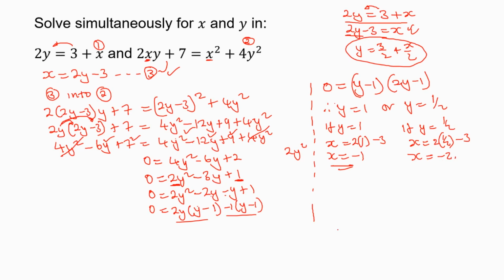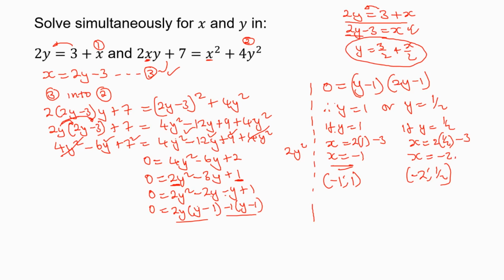Do you know that these are actually the points of intersection? So the first point is negative 1 and 1, and then the other point is negative 2 and half. These are the points of intersection of the two graphs, the quadratic function and the linear function.